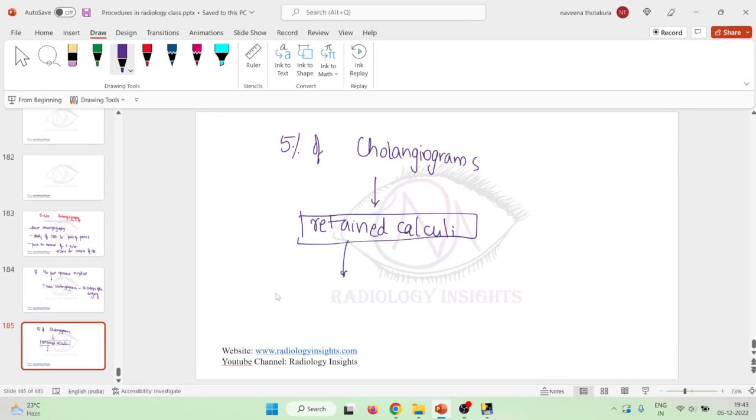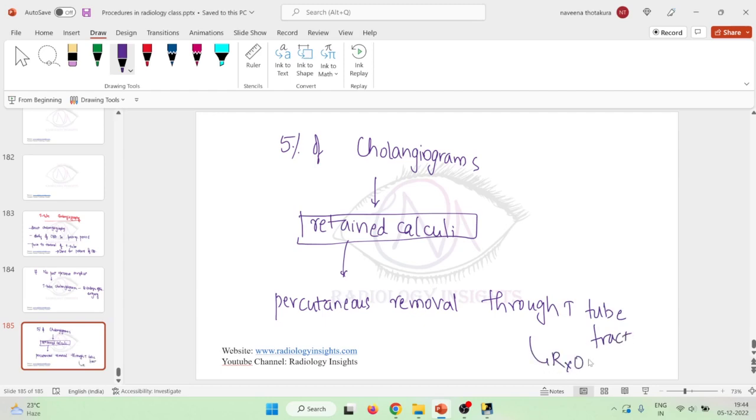If there are retained calculi, you can remove the calculi by percutaneous removal. The percutaneous removal can be done through the T-tube only. Through the T-tube, you can remove the stones percutaneously. This is also the treatment of choice for retained calculi.